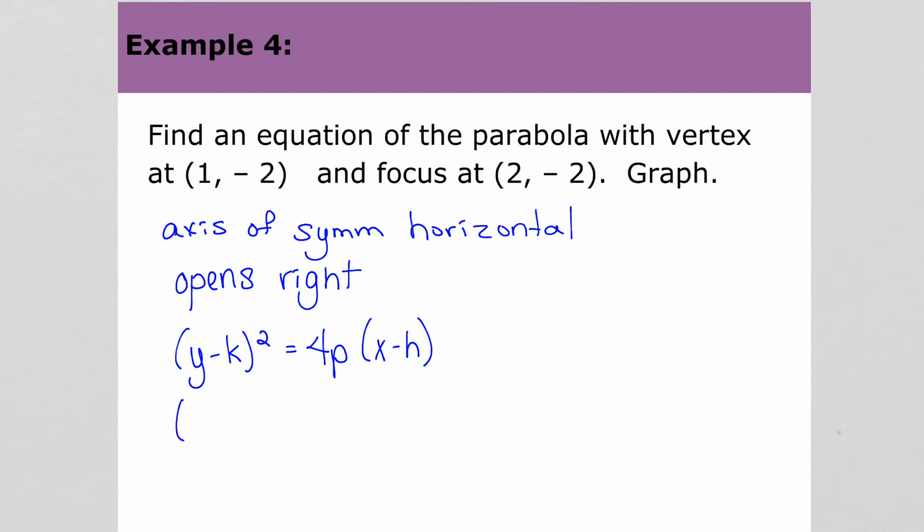And we plug in. So y minus k, where k was -2, so plus 2, squared equals 4 times p, we'll come back and find that in a second, times x minus h, which was 1.